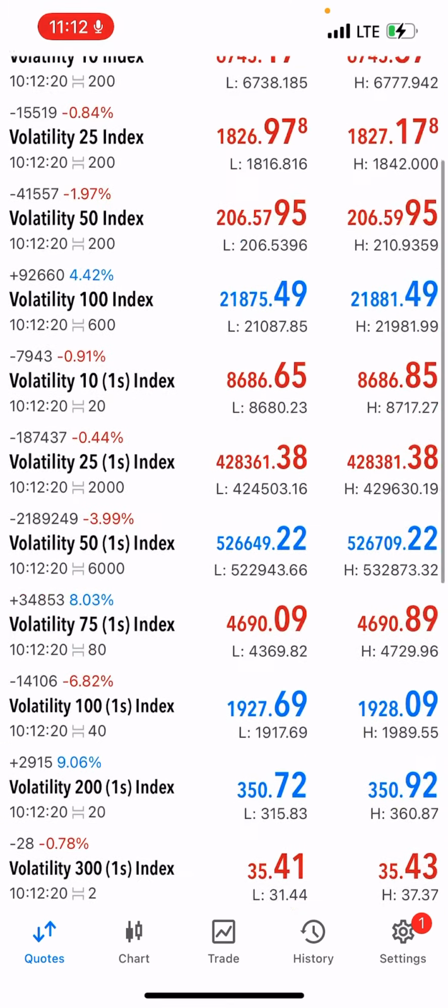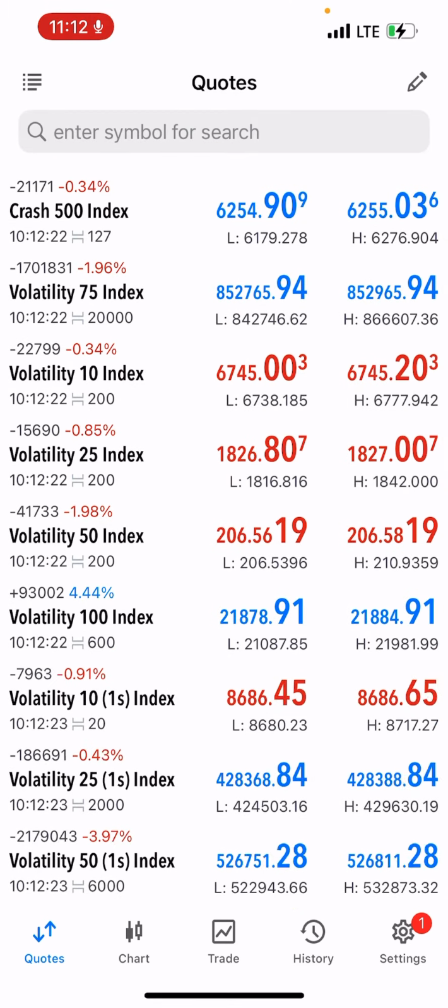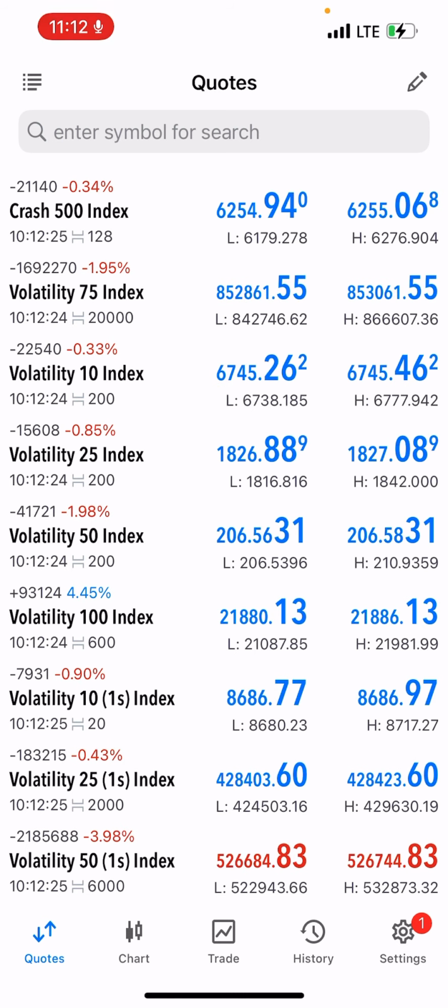We are trading synthetic indices, which consist of Crash and Boom, Volatilities and Stepindex.